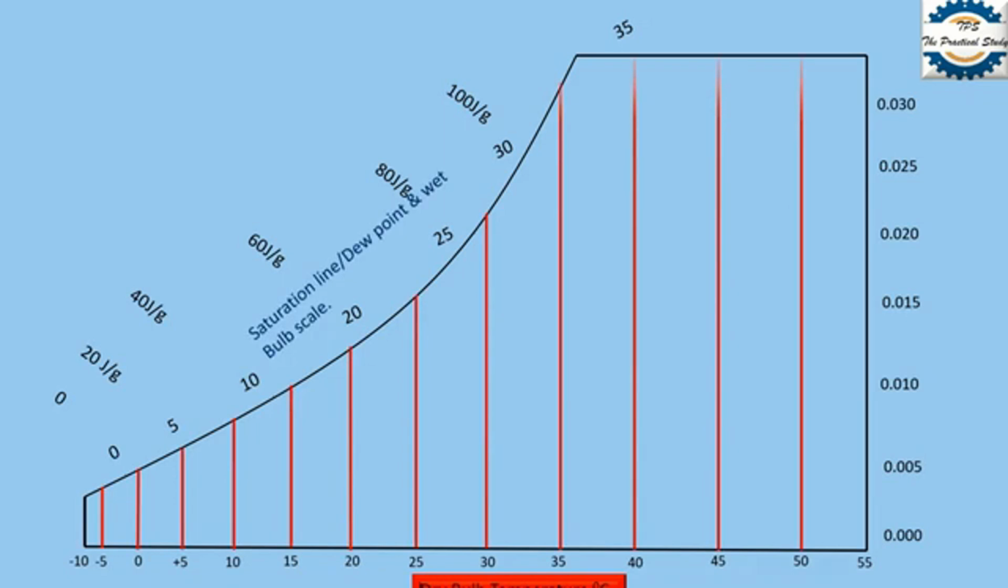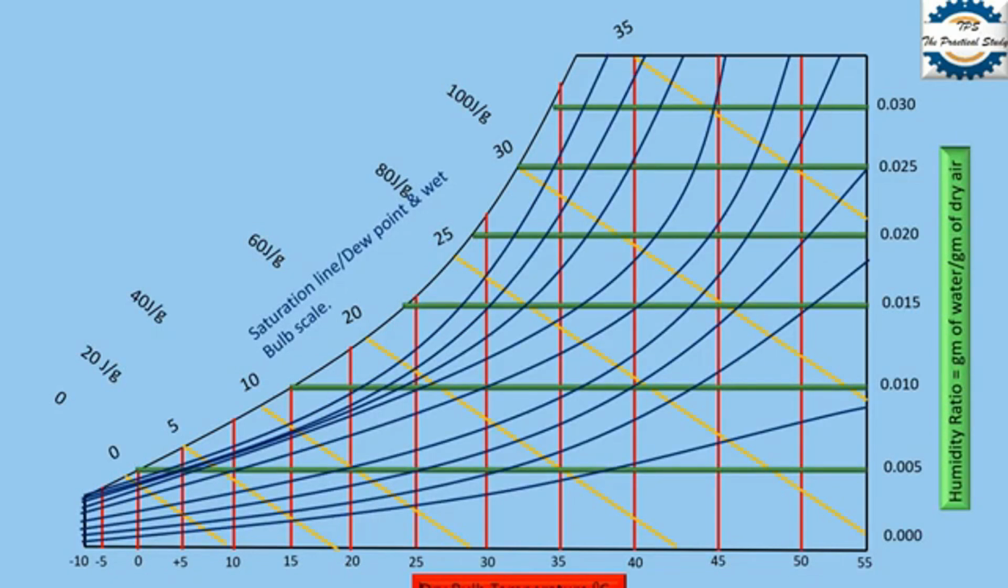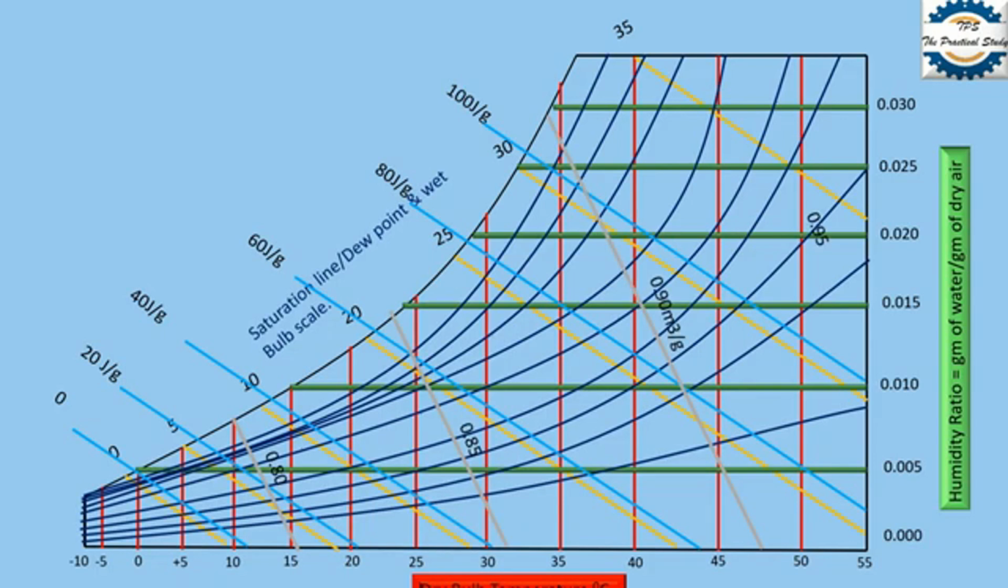Now draw the dry bulb lines. Now draw the wet bulb lines. Now draw the humidity ratio lines. Now draw the relative humidity lines. And now draw the enthalpy lines. Now draw the specific volume lines. This is the scale of specific volume and this is the scale of relative humidity. So this was that complex chart which we didn't discuss earlier. I hope I tried to make it very clear to you.